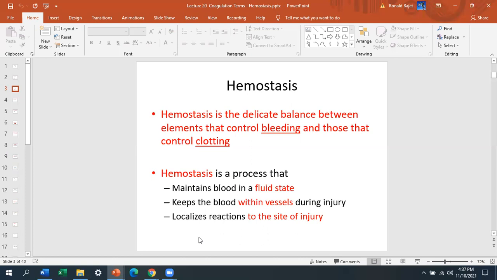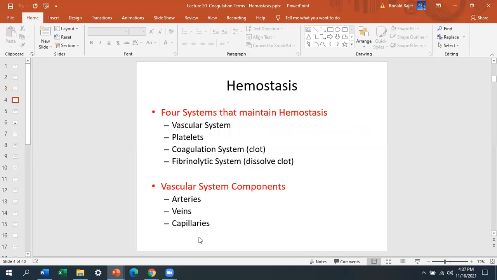It keeps blood within the vessels during injury, and it localizes reactions to the site of injury. These are the three main purposes of hemostasis. So hemostasis is very, very important. That's actually the crux of this lecture. It's the balance, knowing the balance between the coagulation cascade and the fibrinolytic system.